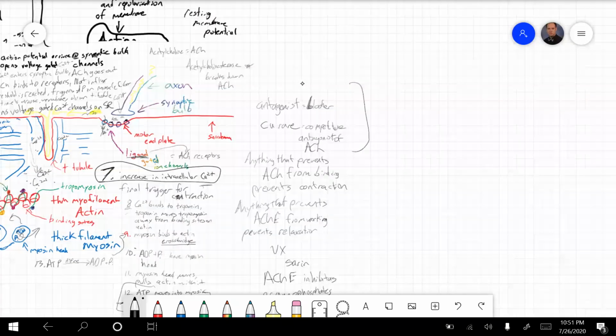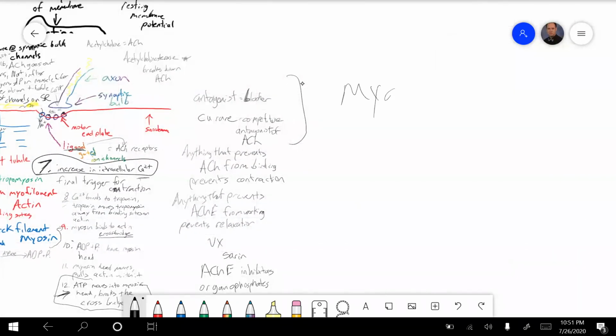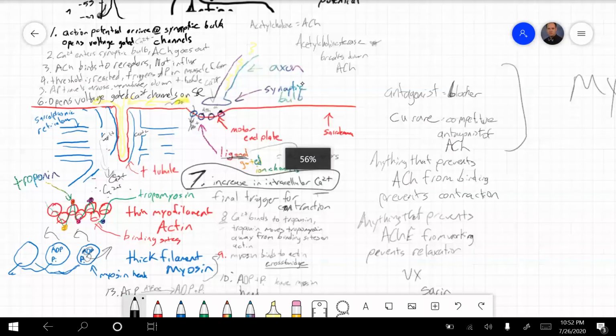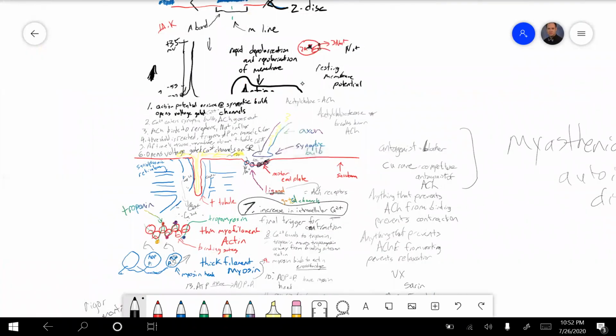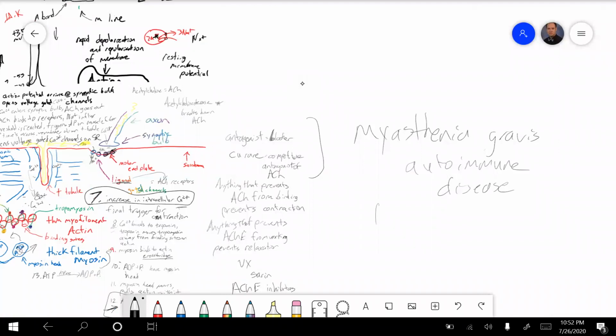We have a not uncommon disease called myasthenia gravis. Myasthenia gravis is an autoimmune disease, and the immune system then decides to attack those stupid acetylcholine receptors. And if you decrease their number of acetylcholine receptors, you get that. Anything that prevents acetylcholine from binding to a receptor, even if it's eliminating the receptor, prevents contraction.